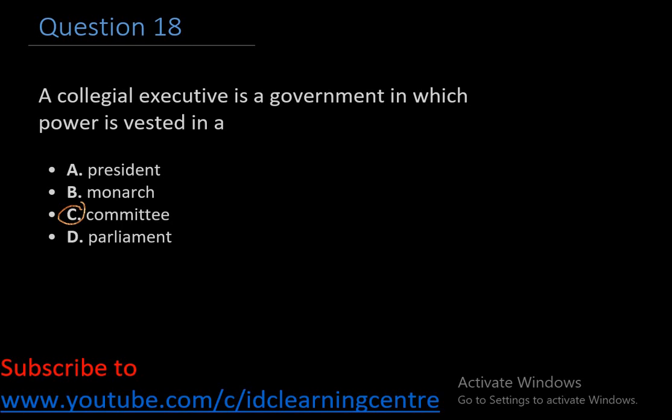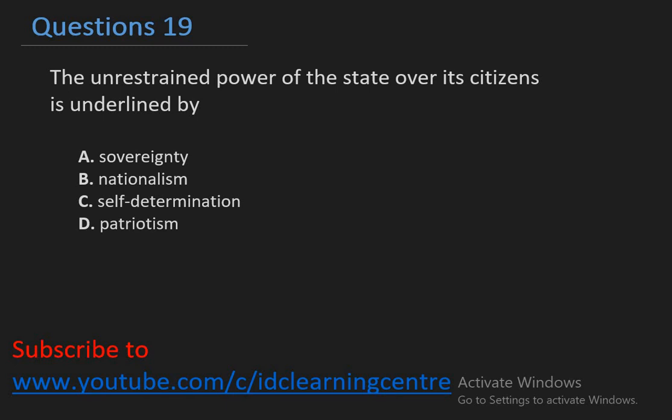Question 19. The unrestrained power of the state over its citizens is underlined by A. Sovereignty, B. Nationalism, C. Self-determination, D. Patriotism. The right answer is A. Sovereignty. Sovereignty could be defined as the supreme legal power to make and enforce laws for people within a definite territory without any external control.